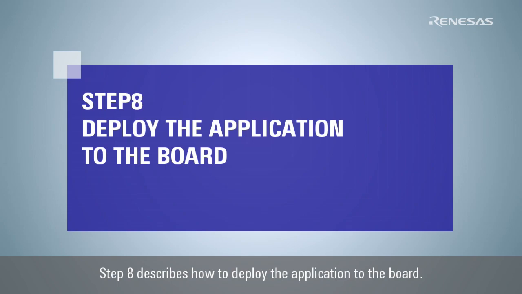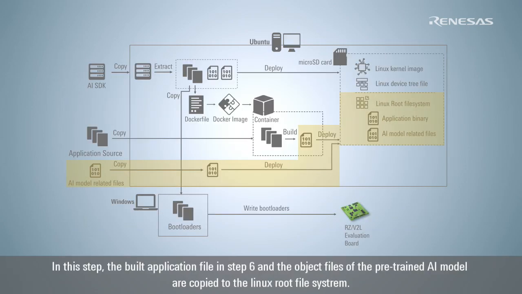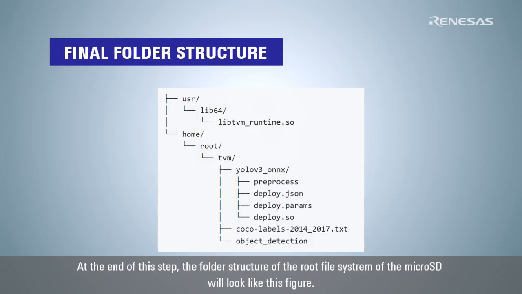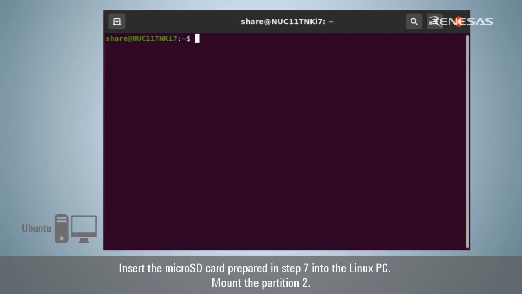Step 8 describes how to deploy the application to the board. In this step, the built application file in step 6 and the object files of the pre-trained AI model are copied to the Linux root file system. At the end of this step, the folder structure of the root file system of the microSD will look like this figure. Insert the microSD card prepared in step 7 into the Linux PC.